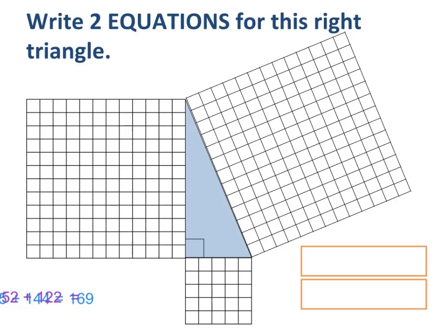Taking a look at this triangle in their boxes, I want you to pause the video and see if you can come up with the two equations that match this triangle. Press play again to see if you're right. How did you do? Did you find 5 squared plus 12 squared equals 13 squared, and 25 plus 144 equals 169? Great. Let's take a look at the next thing.